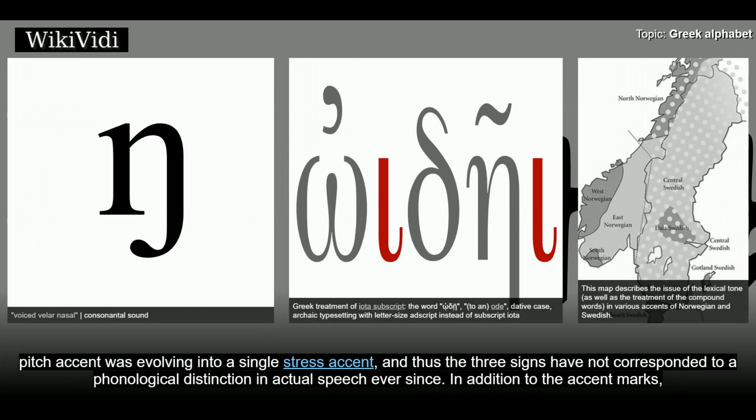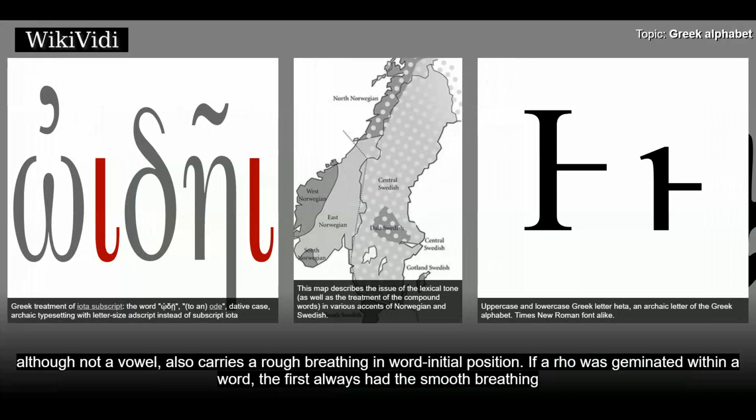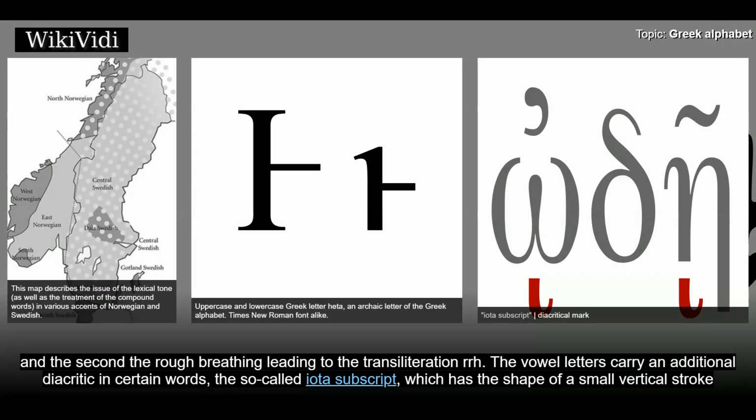In addition to the accent marks, every word-initial vowel must carry either of two so-called breathing marks, the rough breathing, marking an h sound at the beginning of a word, or the smooth breathing, marking its absence. The letter rho, although not a vowel, also carries a rough breathing in word-initial position. If a rho was geminated within a word, the first always had the smooth breathing, and the second the rough breathing, leading to the transliteration RH.